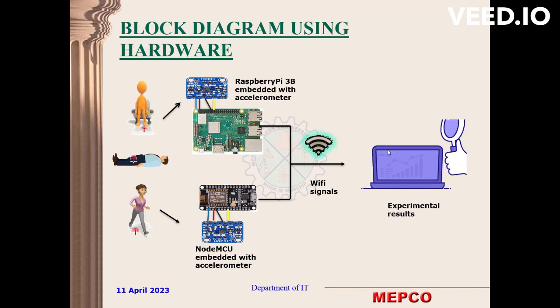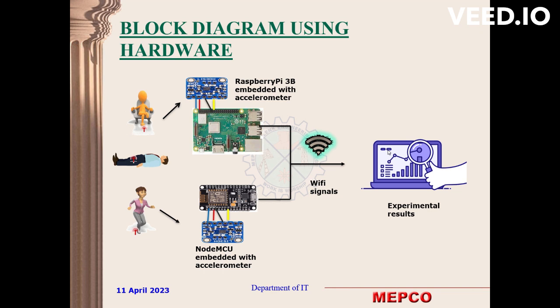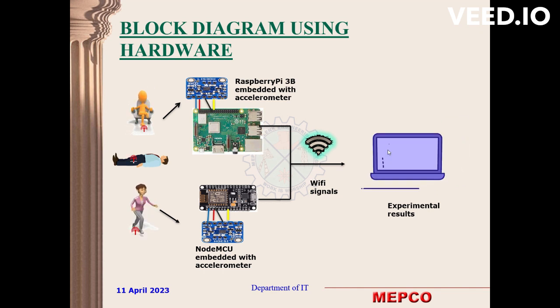This is a block diagram of the hardware setup. This is the Raspberry Pi, which is connected with an accelerometer, and the Node MCU, which is embedded with an accelerometer. Then using Wi-Fi signals, we collect the sensor data. Then we process the model on the GUI platform. We display it on a website.